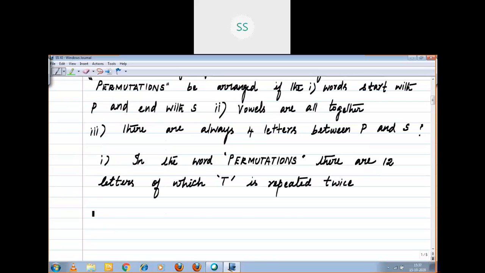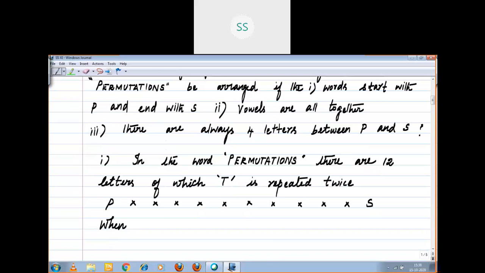They said the first letter should be P, and in between there are 1, 2, 3, 4, 5, 6, 7, 8, 9, 10 places. The last letter is S. So in between, 10 places are there. It can be arranged in 10 factorial divided by 2 factorial because T is repeated twice, right?